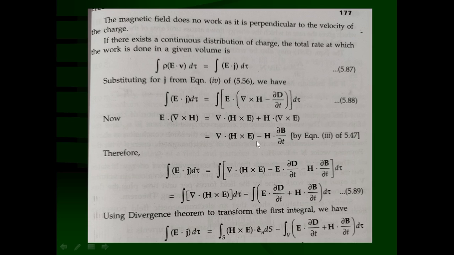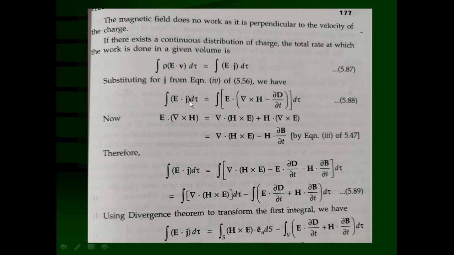So this is equal to divergence of H cross E, and what is the second term? Curl of E is equal to minus del B upon del T, that is again the third law of Maxwell's equations, that can be substituted. So this is replaced by minus H dot del B upon del T by equation 3 of Maxwell's equations. So this entire term E dot curl of H can be replaced by divergence of H cross E minus H dot del B upon del T.